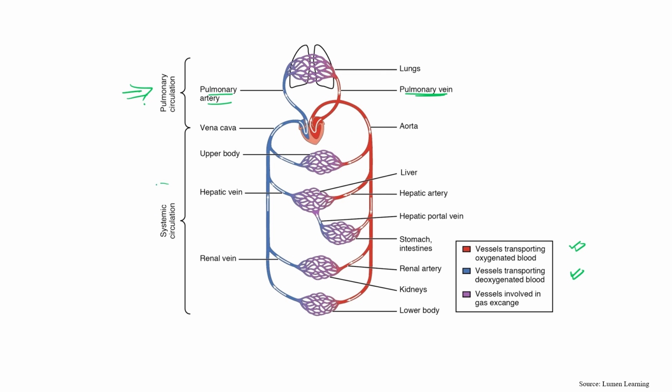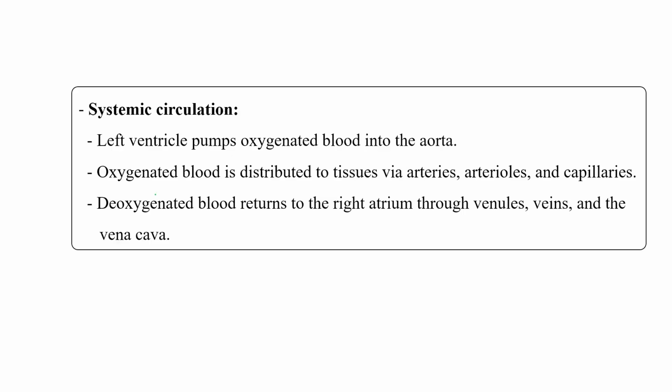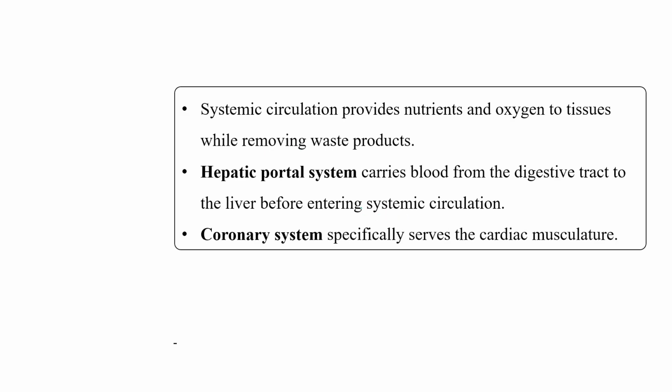Rest is known as systemic circulation. Now, in systemic circulation, the left ventricle pumps oxygenated blood to the aorta, and oxygenated blood is distributed to various arteries, arterioles and capillaries, and deoxygenated blood again returns to the right atrium through veins and the vena cava. So systemic circulation provides nutrition and oxygen to the tissues while removing waste products.